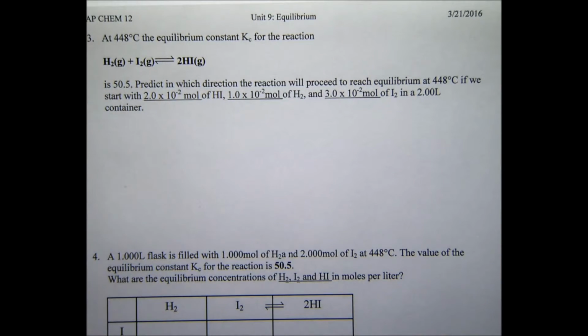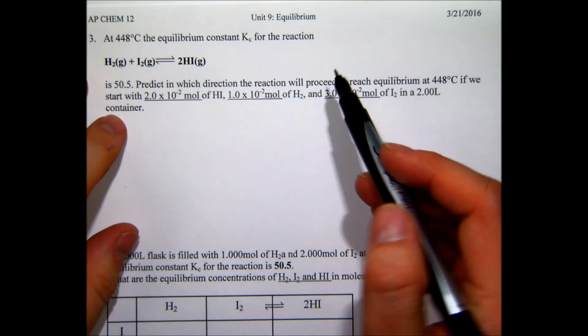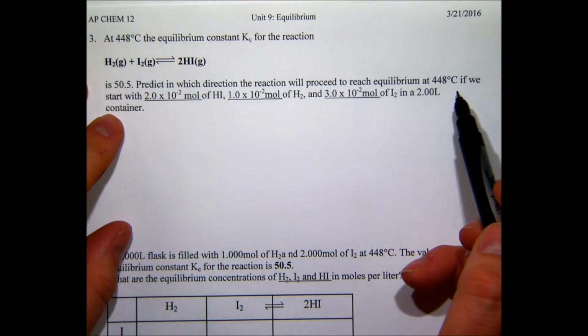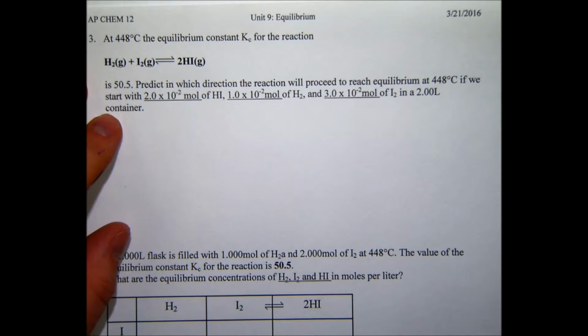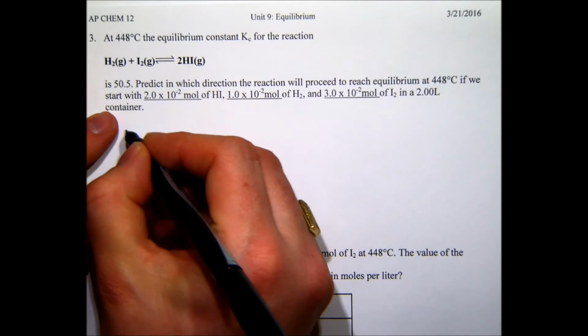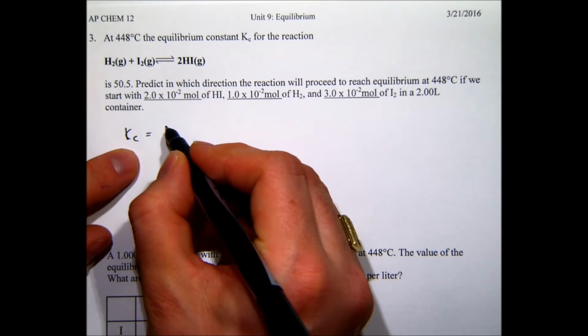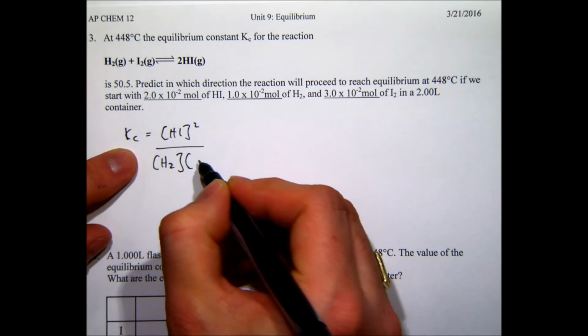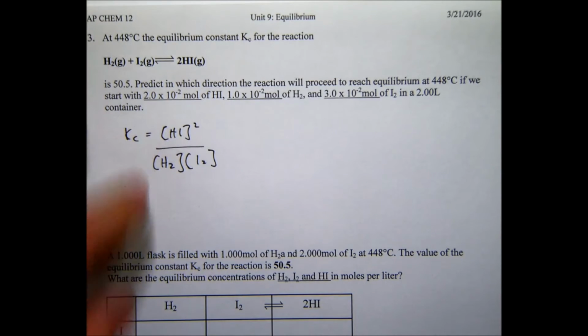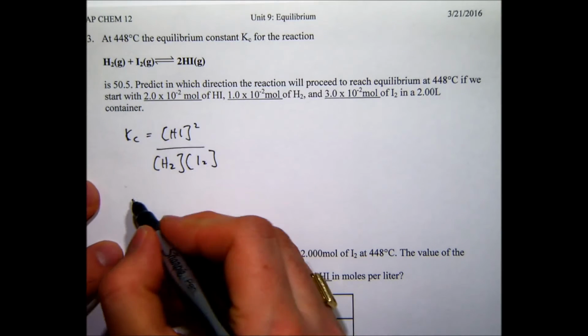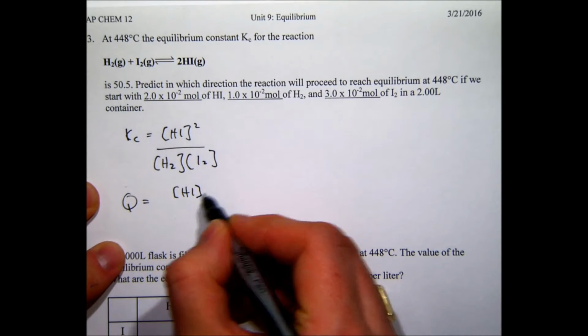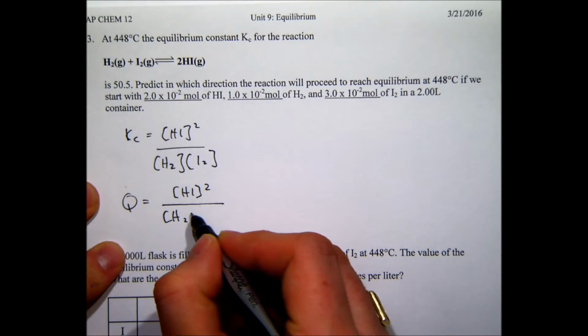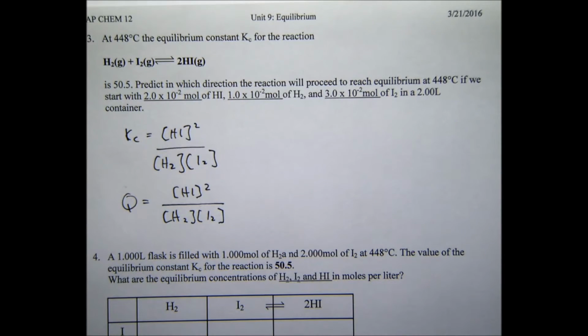So let's have a look at exactly what we see here in number 3. It says we have the equilibrium constant as 50.5. Predict from which direction the reaction will proceed to reach equilibrium at 448 degrees Celsius if we start with these number of moles. So the first thing we do is we write the equilibrium expression, and it's given us Kc, so we have to use concentrations. And just like I have said, the expression for Q is exactly the same. It's just what we're calling it. So we're going to solve for Q.